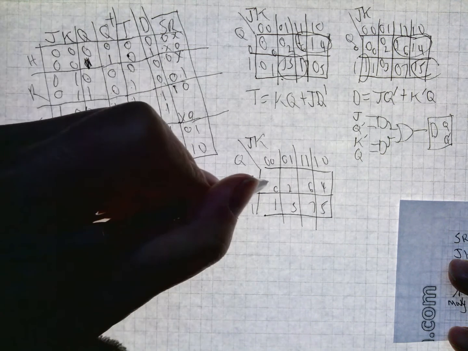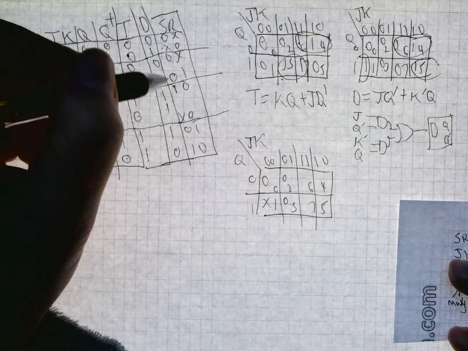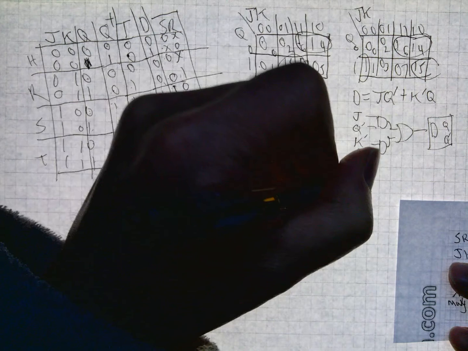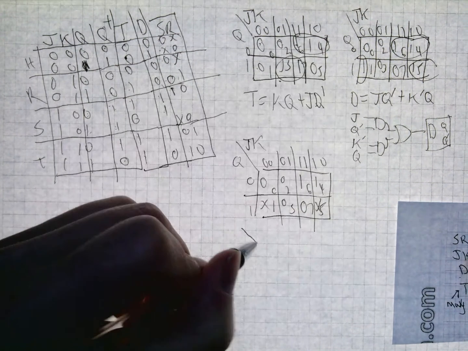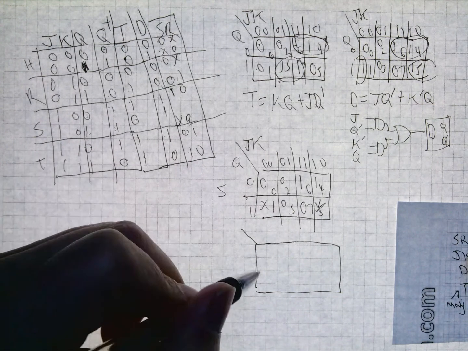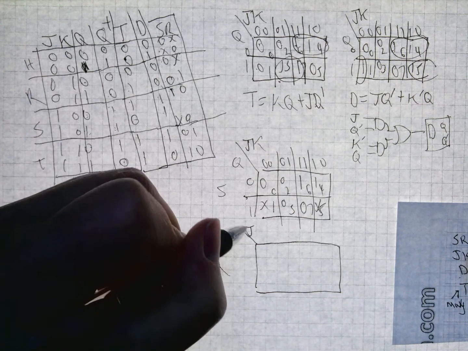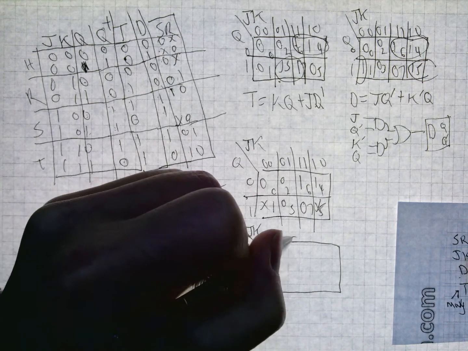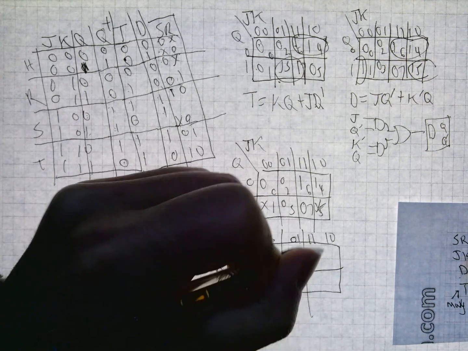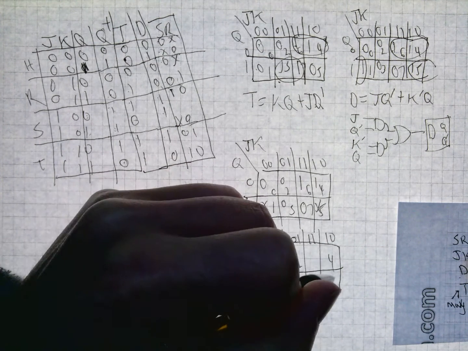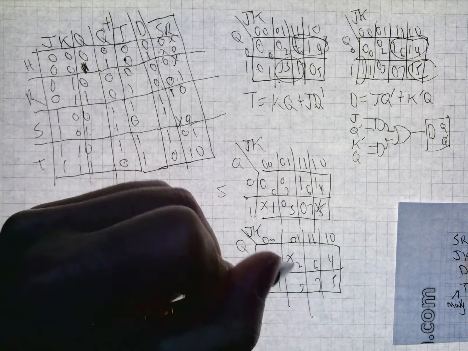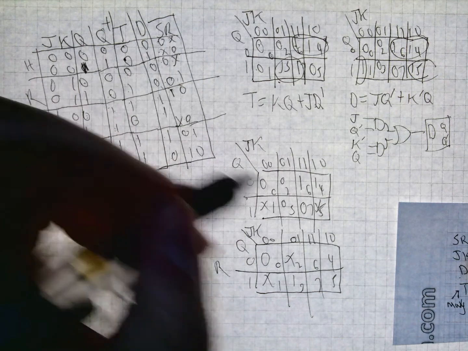Zero X 0 0, 1X 1 0, and similarly you'll do another K-map just like that. This one will be for S and this one will be for R. Zero X X 1, X 0 0 1 0.